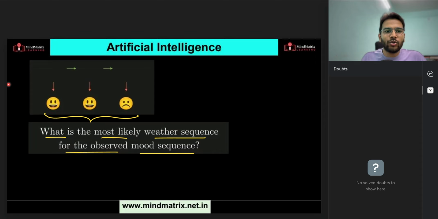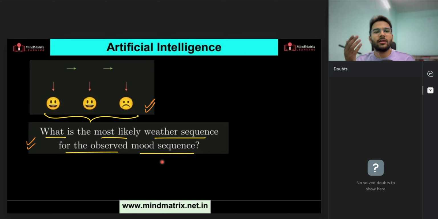But the actual question is, what is the most likely weather sequence for the observed mood sequence? How can we find it? This is the mood sequence given to you. This is what you can observe. But what about the hidden sequence of the weather? Can I say that for every sequence, find the probability, and whichever has the maximum probability is going to be the most likely weather sequence? Yes or no? Is this clear?